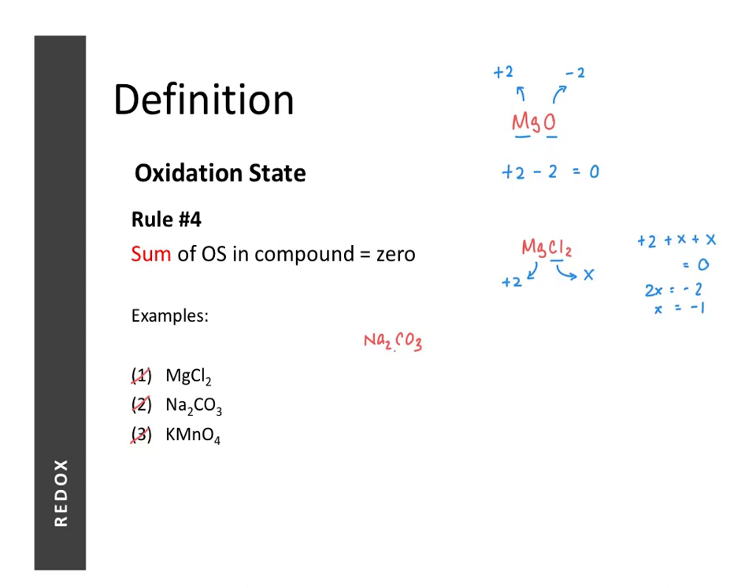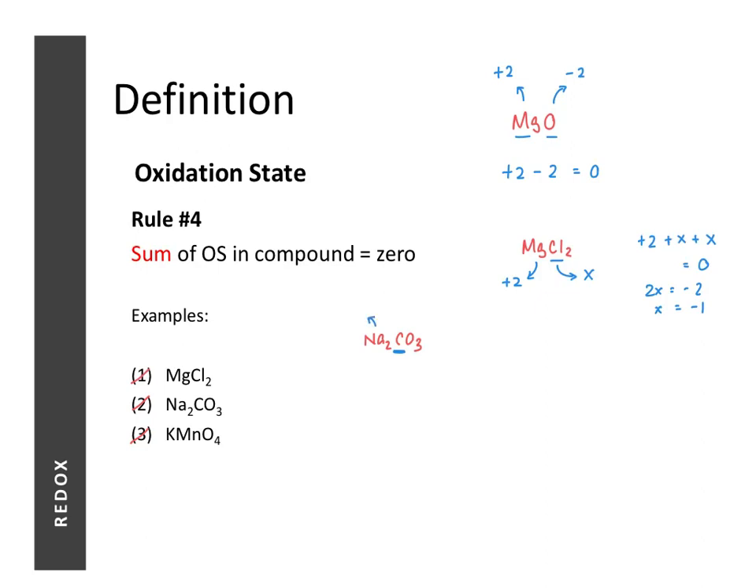Alright, if I ask you for the oxidation state of carbon, does carbon have a fixed oxidation state? Answer is no again. But are we able to find out the oxidation state of carbon? Answer is yes, by using rule number 4. How do we do it?